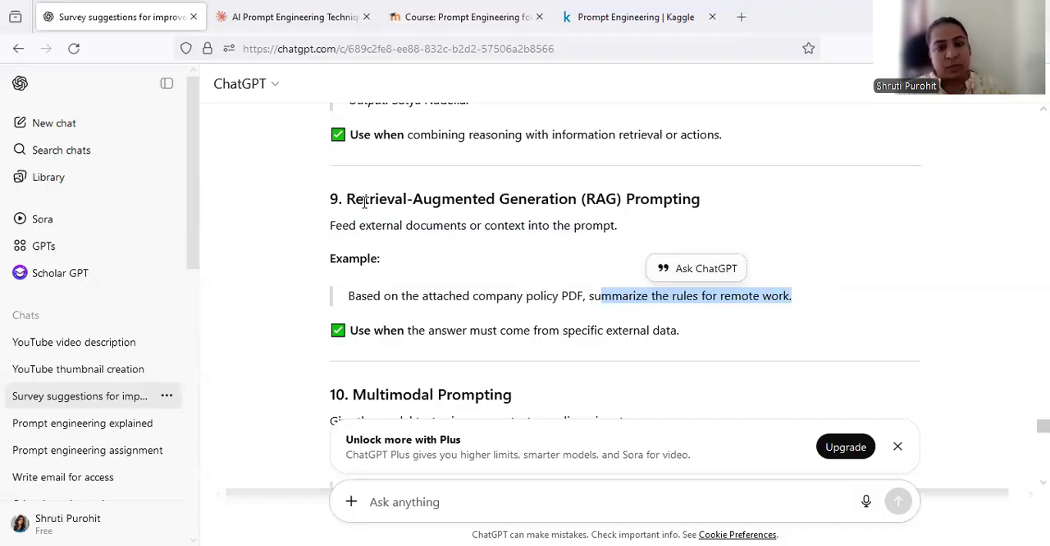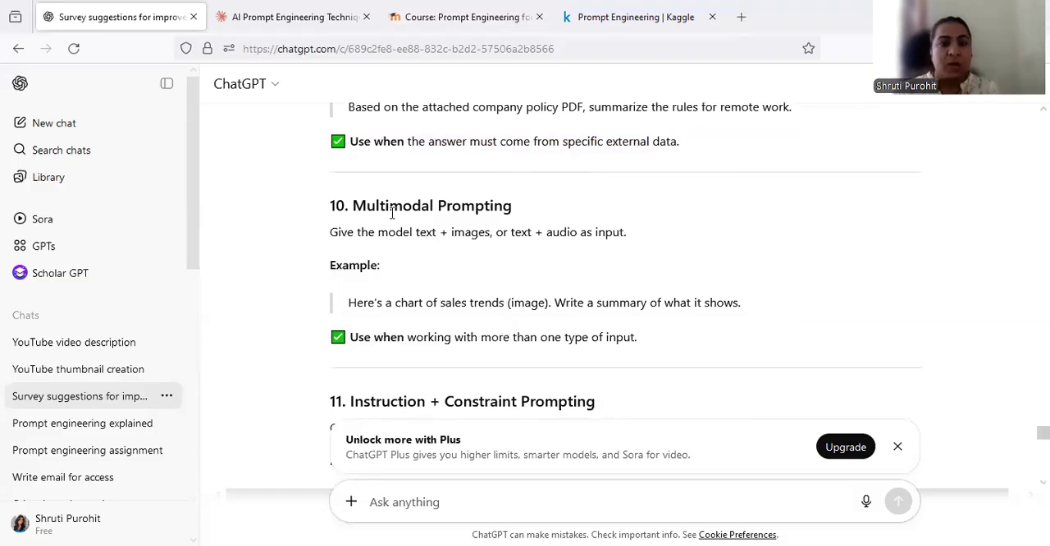So this kind of prompting is called a text prompting. When to use it: the answer must come from specific external data, and the data is provided by your end. So you're inputting some external data to the AI in the prompt, and at that time it will be RAG kind of prompting.